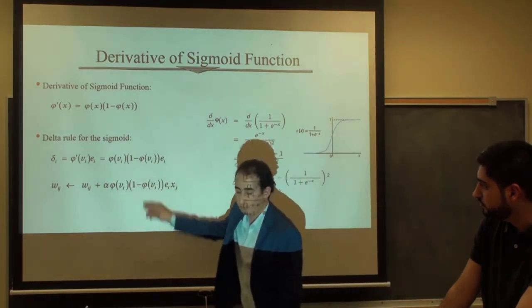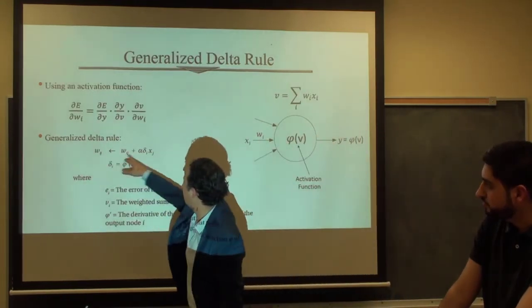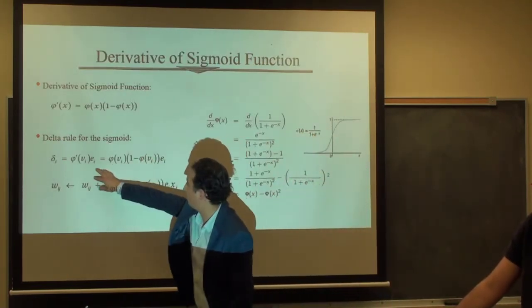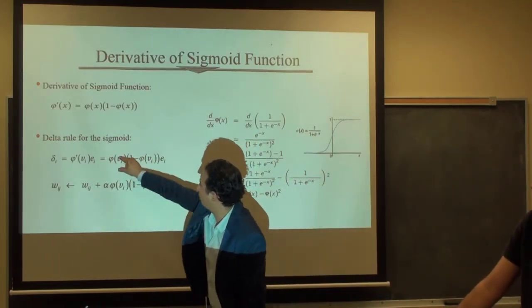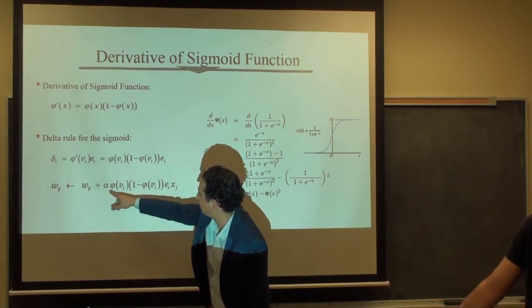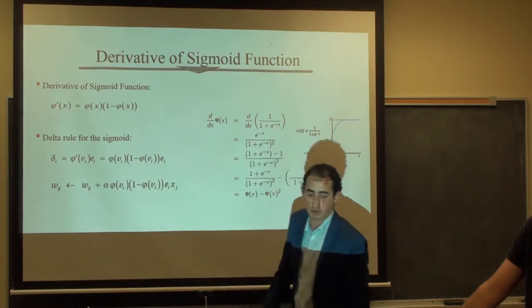And if we go back to the generalized equation for the delta rule, we replace everything. We replace the delta over here, and our delta is this one. So it's going to be omega plus alpha multiplied by delta multiplied by the error.